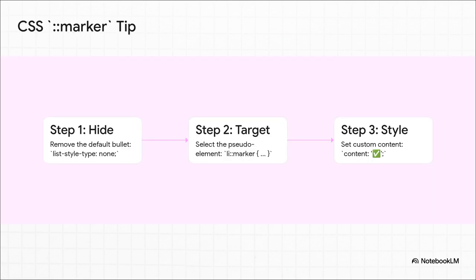And here is an awesome pro tip for you, the marker pseudo element in CSS. This little thing is so cool. It lets you directly target the bullet or the number itself. So you can just hide the default one and then use the content property to swap it out with literally anything. Emojis, custom icons, you name it. It gives you total creative freedom.